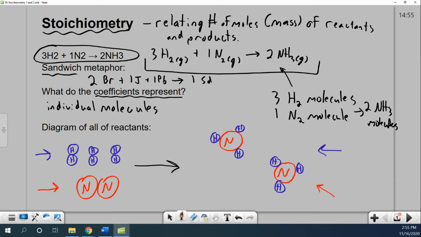But you can see it's the same as the sandwich, right? I've still got the two breads, the jam, and the peanut butter inside a sandwich. That is what makes the sandwich. It's just I've got the individual components on one side, and I've got the combination rearranged a bit on the other side. It's the same stuff, just rearranged, and it shows you the molecules that are involved.